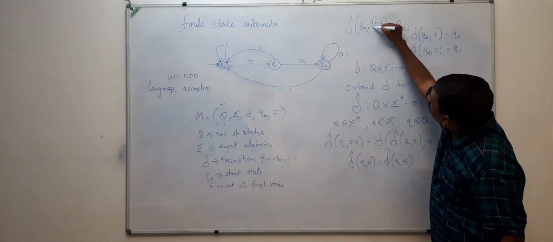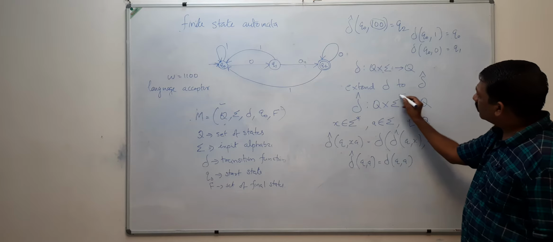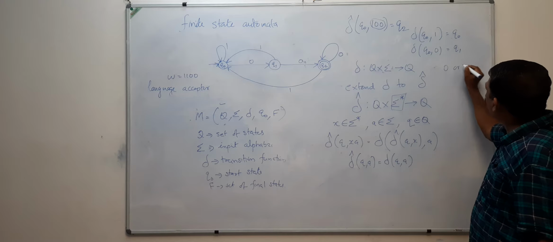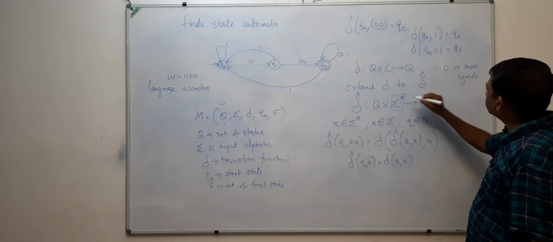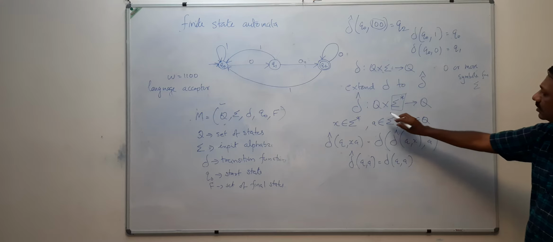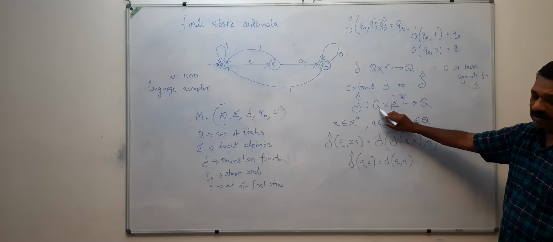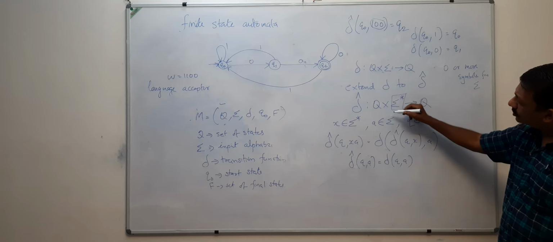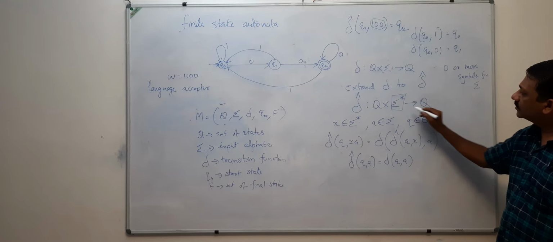That means you are going to provide multiple symbols here. That is why we have sigma star, where star means 0 or more symbols from sigma. So Q cross sigma star means that for every state you process a string derived from sigma, and that points to a new state.